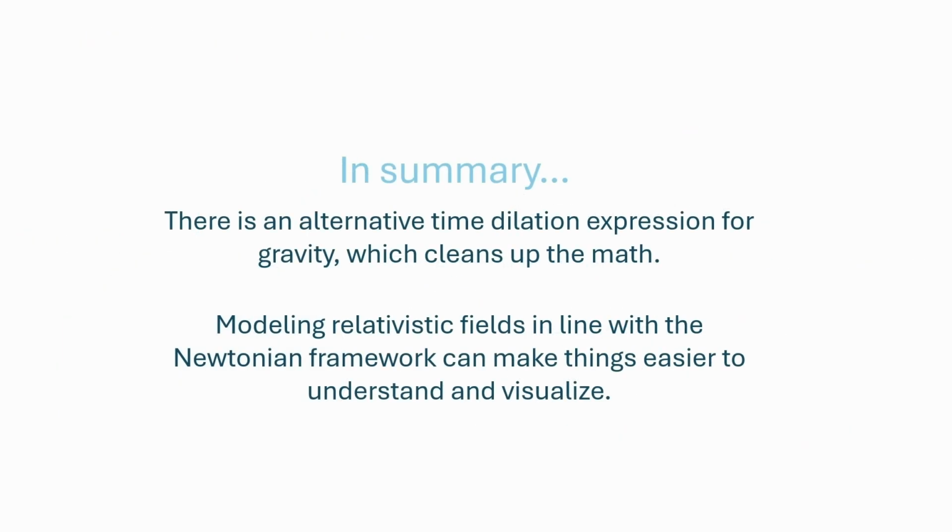So in summary, there's an alternative time dilation expression that I derive here, which cleans up some of the math that we get from the Schwarzschild expression for gravitational time dilation, the general relativity expression. And also, modeling relativistic fields more in line with a Newtonian framework can make things a little bit easier to understand and visualize in terms of what's going on in a relativistic energy field.